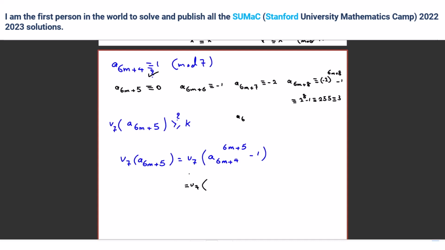V7 of, so we just want to set 6m plus 4 plus 5 to the maximum possible to equal 7 to the k, and then we're done. It is this one, minus 1 plus V7 of 6m plus 5. Yes, and we know 7 doesn't divide a6m plus 4. 7 doesn't divide 1, but 7 divides a6m plus, right? Yes. Minus. Okay, then what? Then we're done.